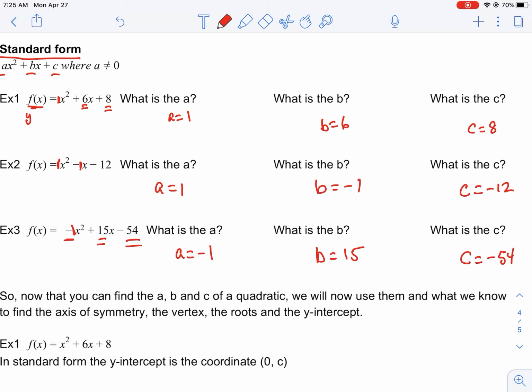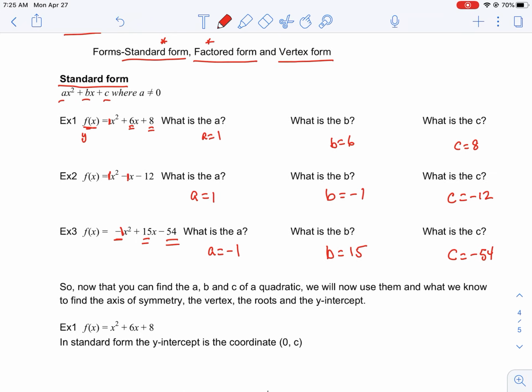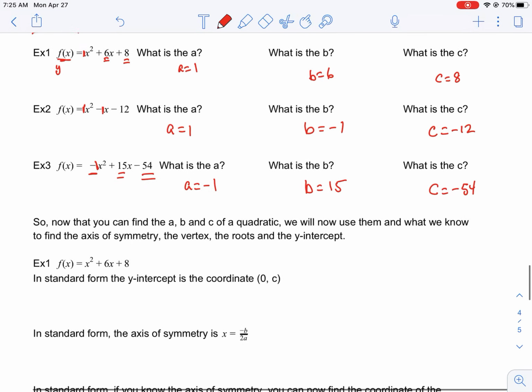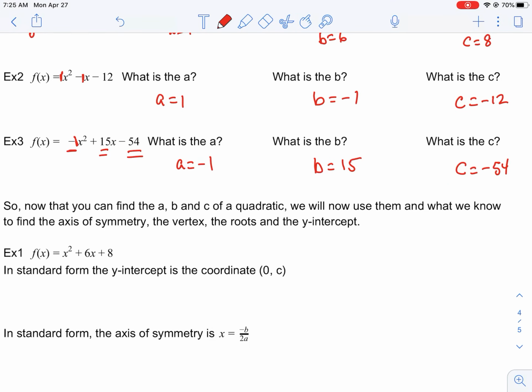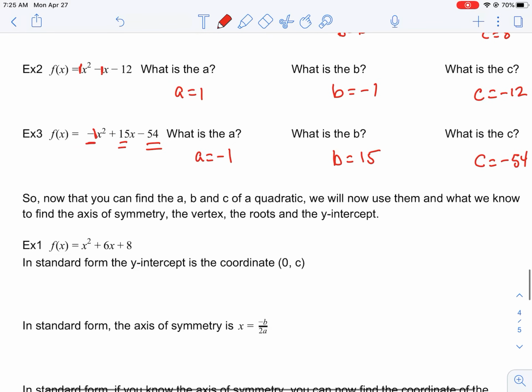We're going to find the x-intercept. We're going to find the axis of symmetry. We're going to find the vertex, and then we're going to find the roots in that order. So now that you can find the a, b, and c of a quadratic, we'll use them, and what we know, to find the axis of symmetry, the vertex, the roots, and the y-intercept.